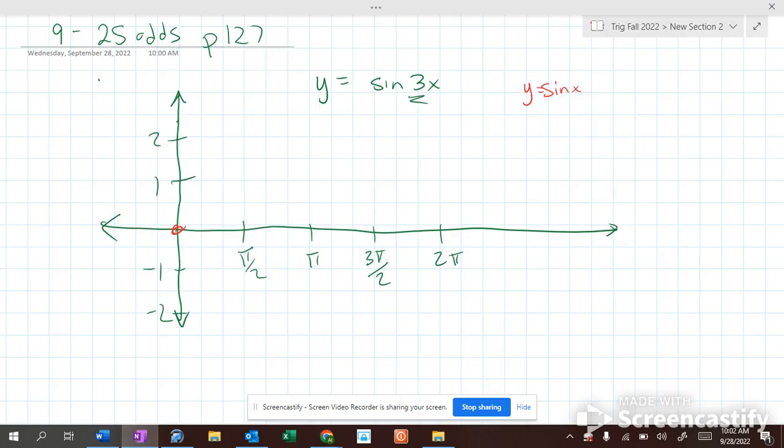All right, so we start at (0, 0), then go pi over 2, 1, 0, 3 pi over 2, negative 1, 0.